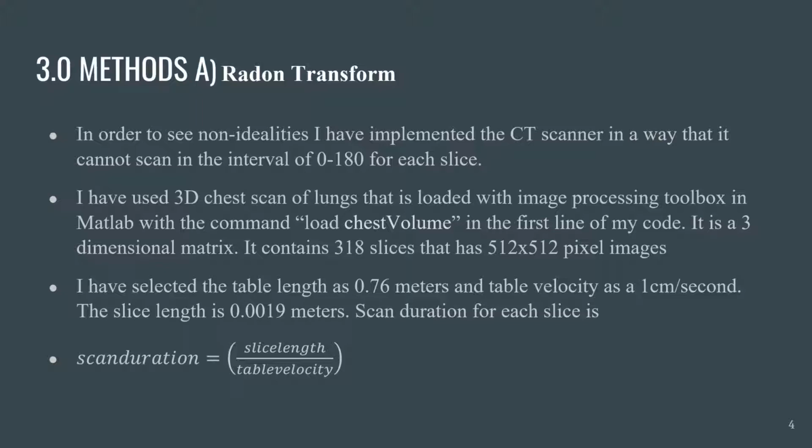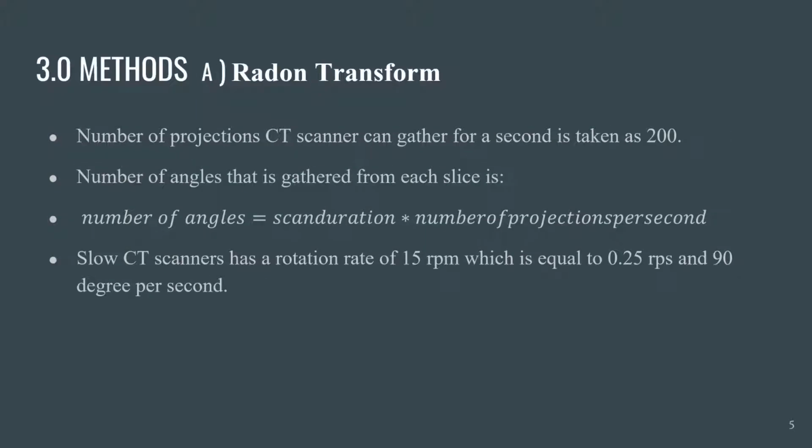I have used a 3D chest scan of lungs that is loaded with the image processing toolbox in MATLAB, with the lowchest volume in the first line. It's a three-dimensional matrix which contains 318 slices of 512 by 512 pixel images. I have selected the table length as 0.76 meters and table velocity as 1 centimeter per second. Slice length of the lungs is 0.0019 meters. Thus, scan duration for each slice is slice length divided by table velocity.